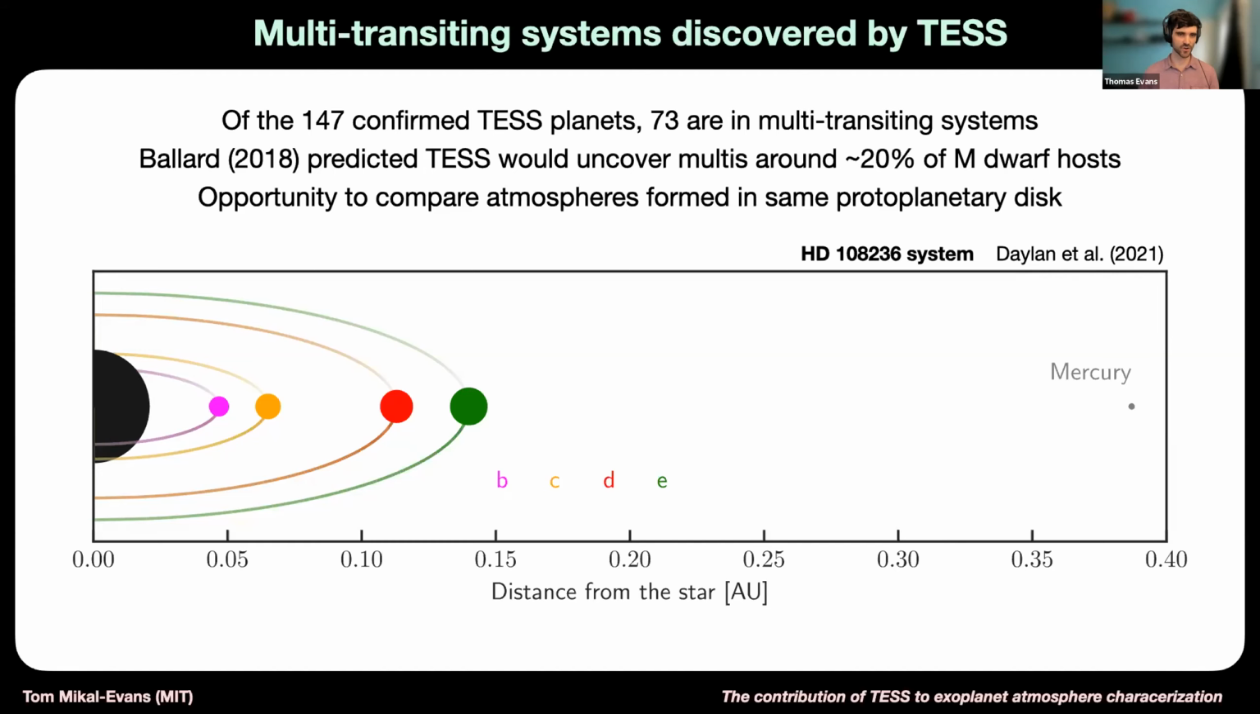And I by no means have looked into the numbers properly, but based on what we seem to be seeing to date, it seems possible that even this was an underestimate. But in any case, the discovery of multis around bright stars like HD 108236 shown here opens the prospect of comparing atmospheres formed in the same stellar system.